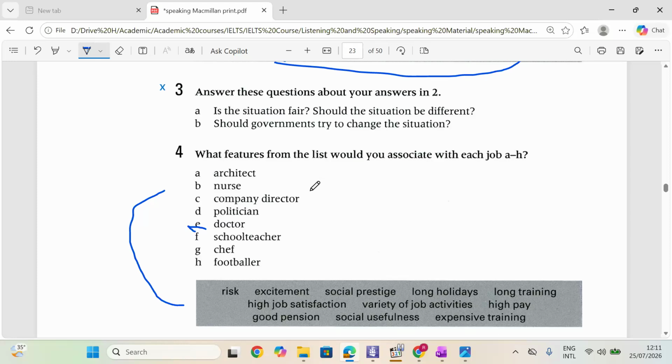So, a nurse is a risk and social influence in usefulness and high job satisfaction and variety of job activities. Can you say that again, please? Complete sentences. You are describing the job of a nurse. What do you say about the job of a nurse? She is full of sometimes risk. The job of a nurse is full of risk. Yes.